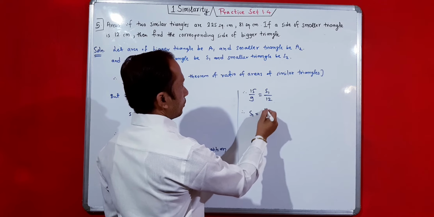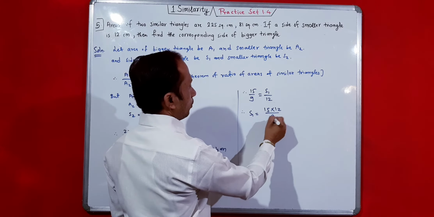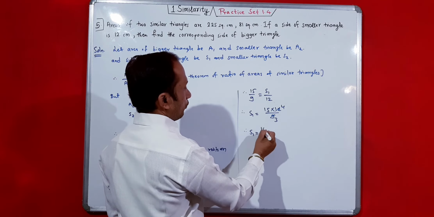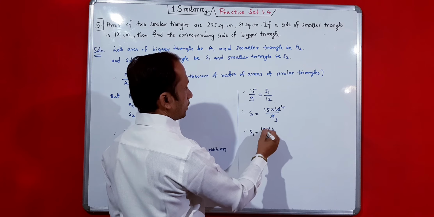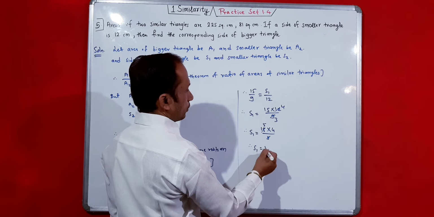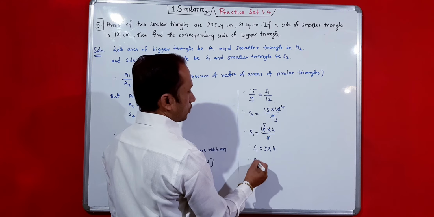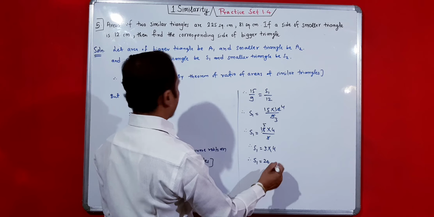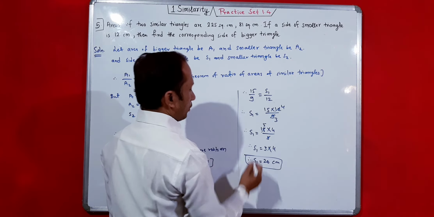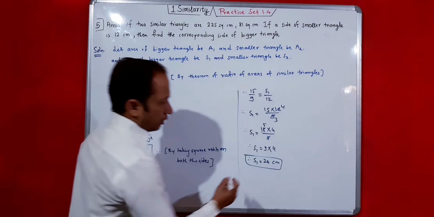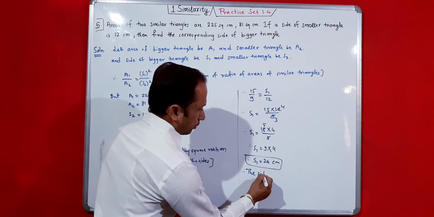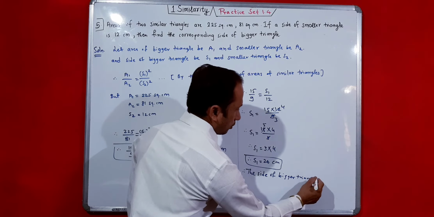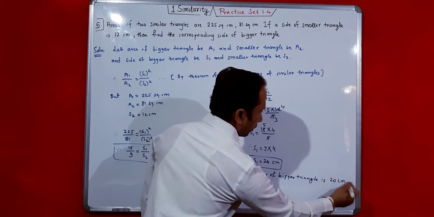Therefore S1 is equal to 15 into 12 upon 9. 3 threes are 9, 3 fours are 12. S1 is equal to 15 into 4 upon 3, 3 ones are 3, 5. So S1 is equal to 5 into 4, so S1 is equal to 20 centimeter. Therefore the side of the bigger triangle is 20 centimeter. In this way you have to write.